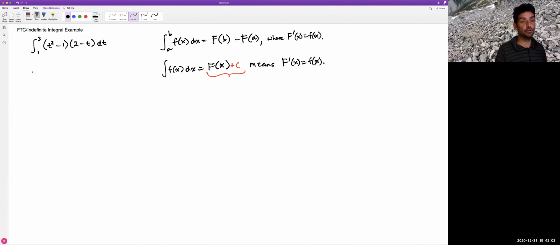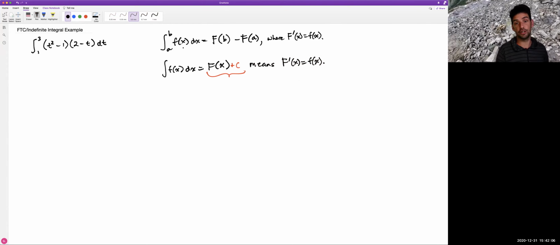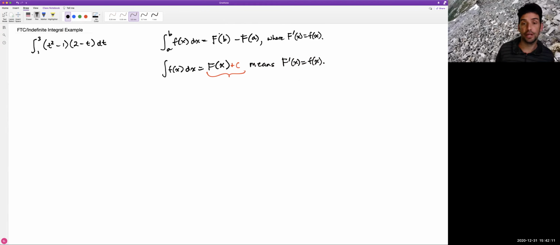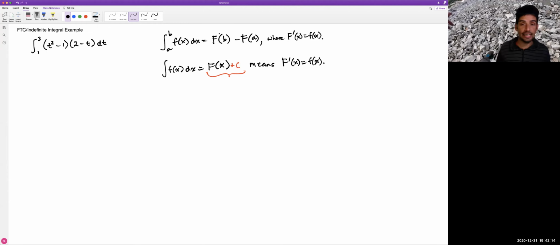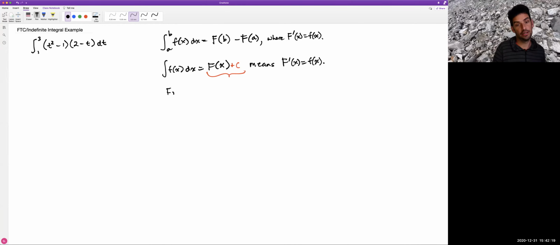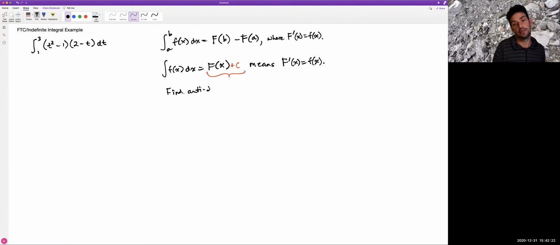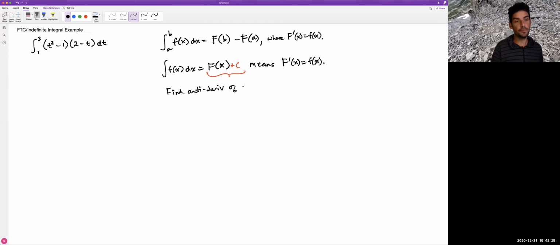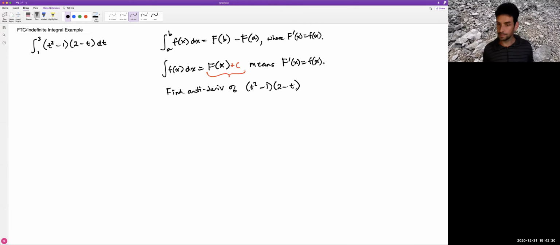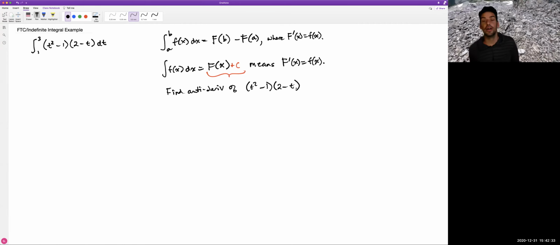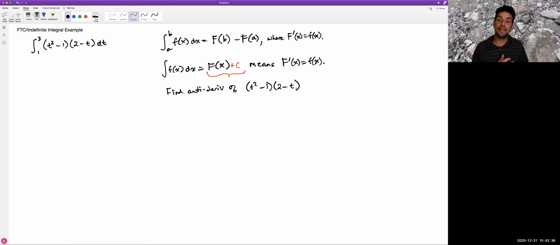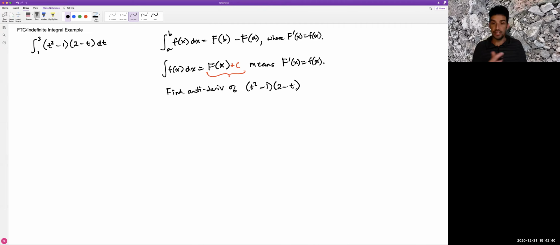So in order to compute this definite integral, in other words, in order to use this fundamental theorem that I have written on top here, we need to find any antiderivative of this function, t squared minus 1 times 2 minus t. Now how do we do that? We've got to come up with something whose derivative is what we're looking at here.